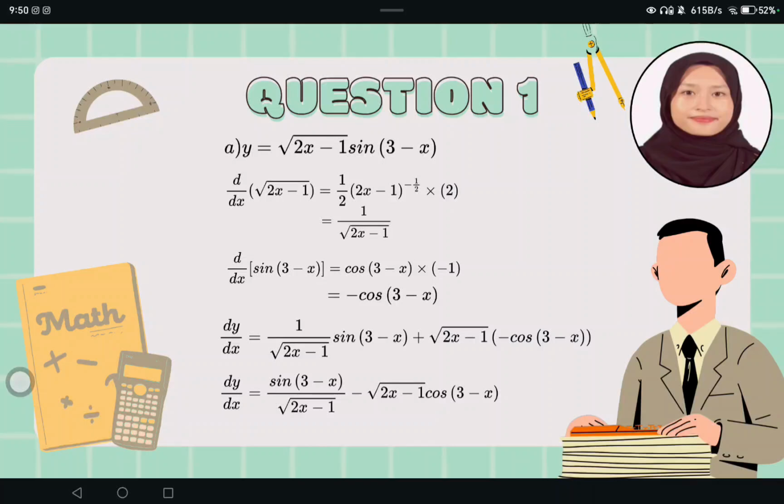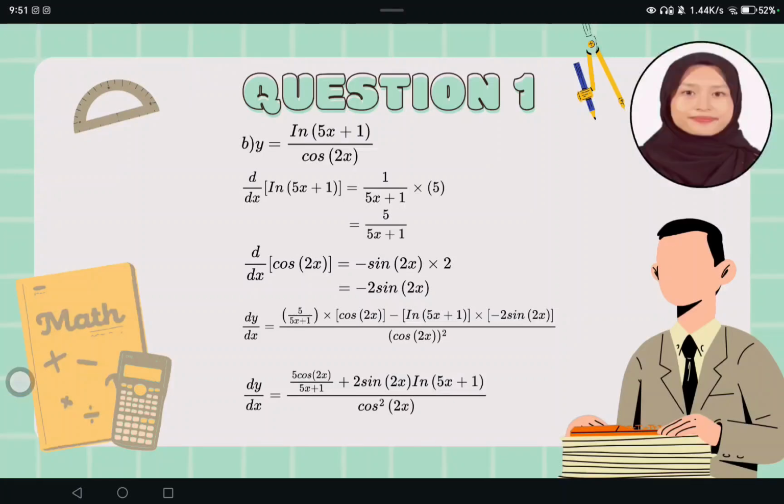Now we apply the product rule. We say the derivative of the first times the second plus the first times the derivative of the second. Putting it all together, the derivative is dy over dx equals the square root of 2x minus 1 multiplied by negative cosine of 3 minus x, plus sine of 3 minus x multiplied by 1 over the square root of 2x minus 1, and that is the final derivative.